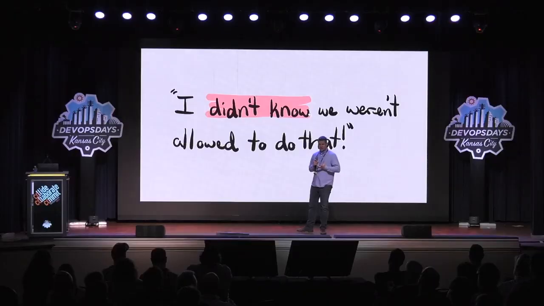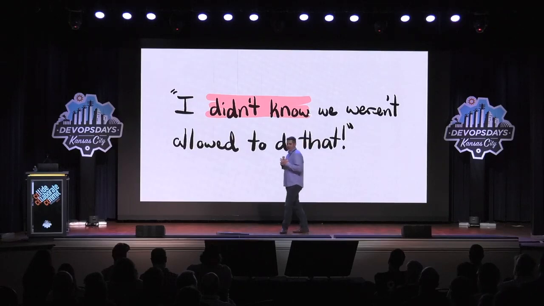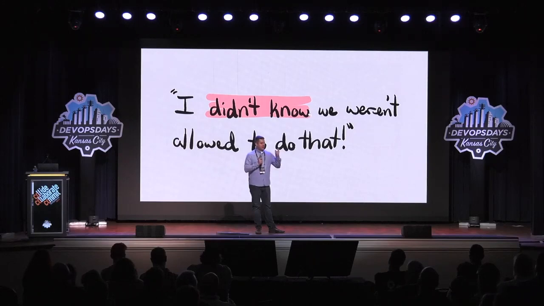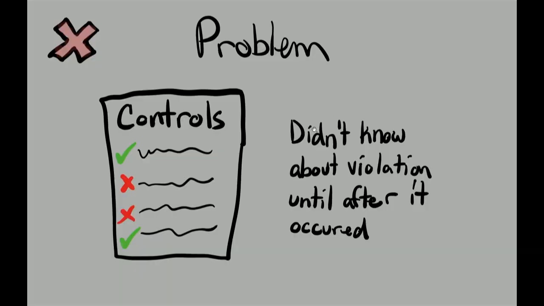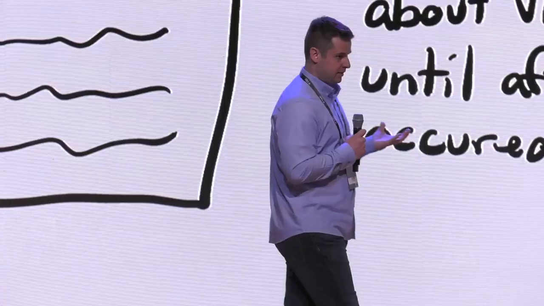So the next thing I want to look at is another statement I've heard. "I didn't know we weren't allowed to do that." And the same kind of things apply, right? To solve this, you're going to have to know what your organization's policies are and how they affect you. But there's also this fact that you're finding out about the violation after it has occurred. So what can you kind of do to solve those types of things?